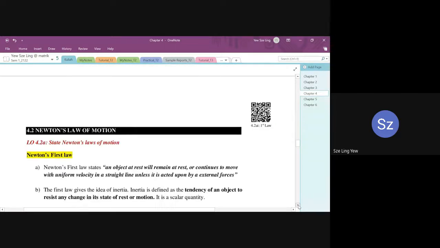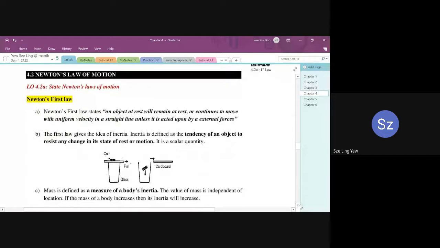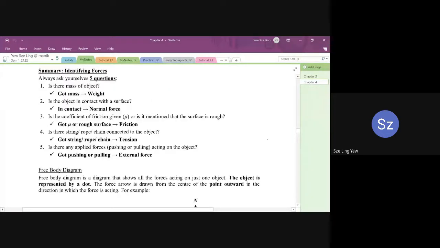Now before we move to Newton's first, second, and third law, I wanted to copy something. How do we identify forces? I give you a summary here. Always ask yourself 5 questions. First, is there mass of the object? We want to identify whether we have a weight or not. If there is mass, then it has weight. Basically everything on Earth comes with weight, so weight exists in every single question.